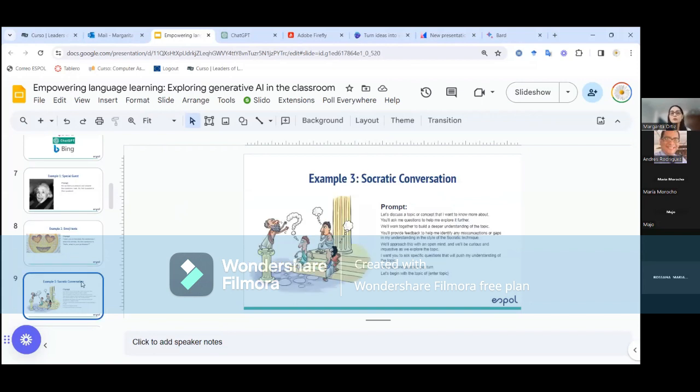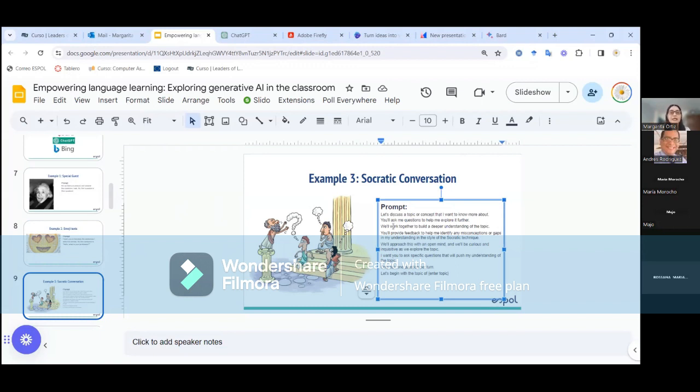Then we have another one. This is a little bit more elaborated. Higher level, I would say high school. We have this Socratic conversation, okay? This is a very long prompt. And how does it work?